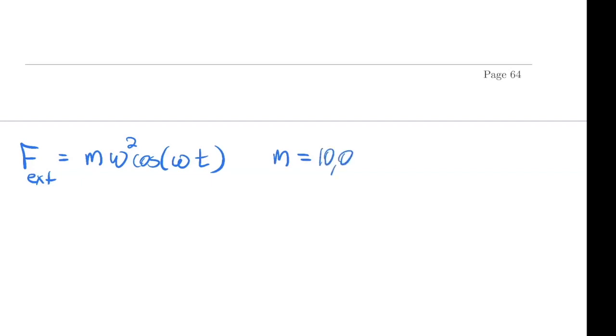So now we've got a forcing function. We've got an earthquake, and it's going to put some external force on it, so we'll label that with subscript EXT. And we're told that this external force is equal to the mass of the system, of the container, times omega squared cosine omega t, where for our case we're dealing with a mass of 10,000 kilograms.